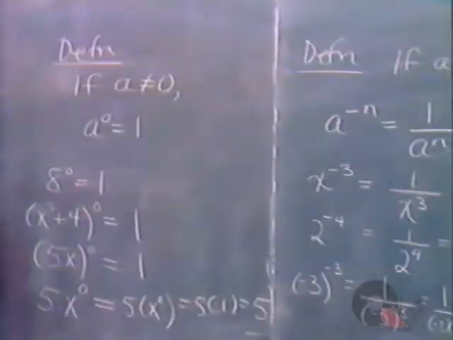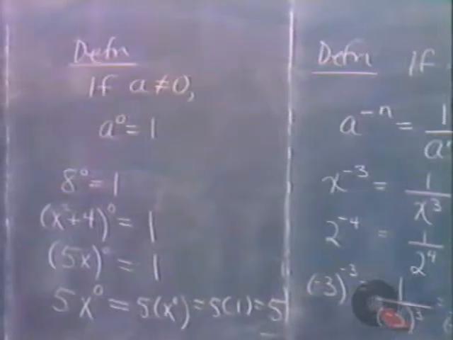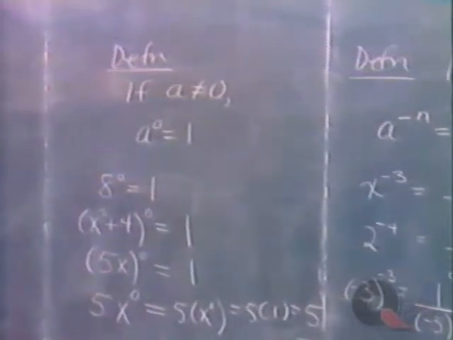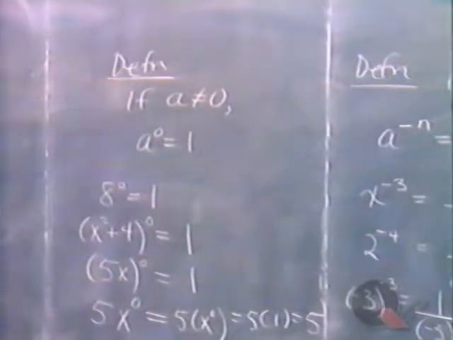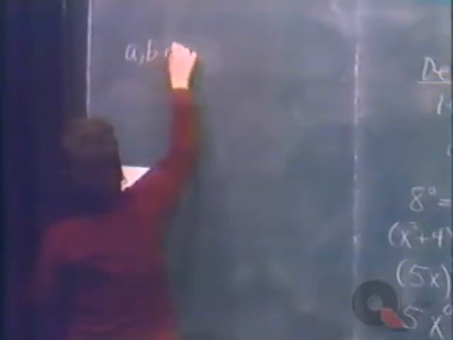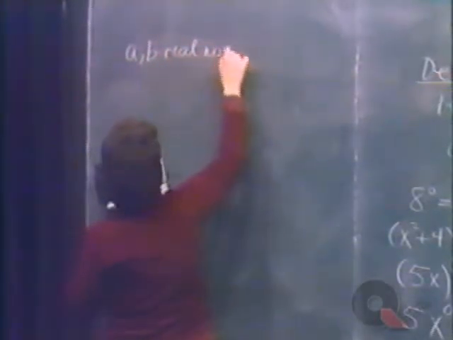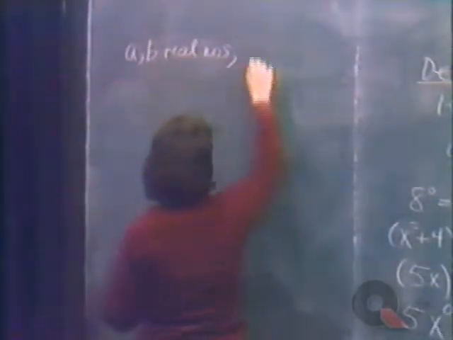Now I'm going to give the rules. Most of you will be familiar with them. And as I give them to you, I'm going to give examples. Rule 1. By the way, in the rules that I'm going to give you, we will assume that a and b are real numbers, and m and n are integers.